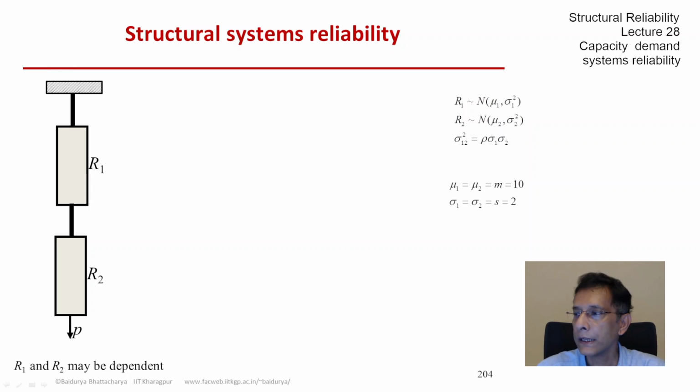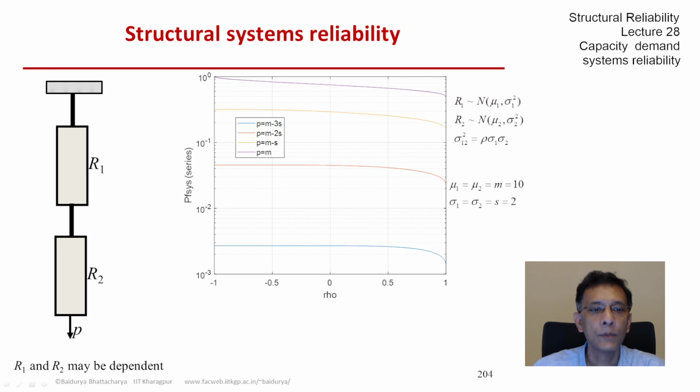What we'll do is we will let rho vary over its entire range, -1 to +1, and see what sort of conclusions we can draw, and what sort of situations different values of rho or different ranges of rho correspond to. In particular, let's say we take the mean as 10 for each of them, for each R1 and R2, and each standard deviation is 2, so R1 and R2 are identically distributed, but they are dependent, as I just mentioned.